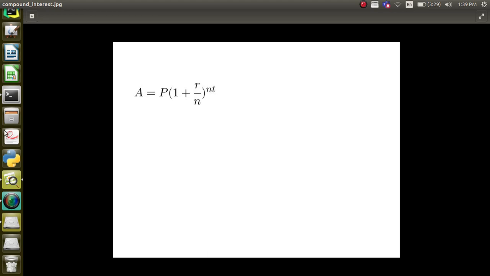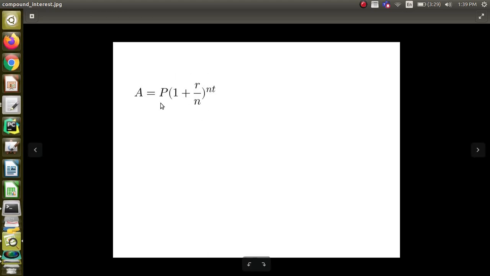The formula consists of four values. P is the principal amount, R is the rate of interest, N is the number of times it will be compounded. When we say compound interest, generally they will say it is compounded half yearly, quarterly and so on. When we say it is compounded half yearly, then the value of n will be 2. When we say it is compounded quarterly, the value of n will be 4. And t is the number of years for which we are going to make the investment. If you are going to make the investment for 3 years, then t will be 3.